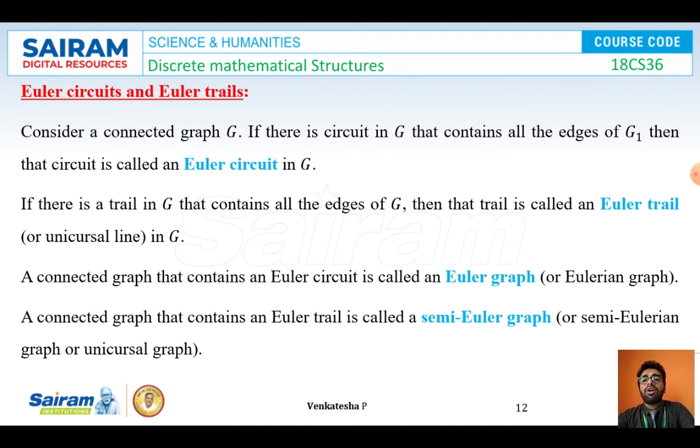So next is Euler circuit and Euler trail. To define this one, I'll be taking a connected graph. The circuit in the connected graph G that contains all the edges of G will be called an Euler circuit in G. If there is a trail in G that contains all the edges of G, then that trail will be called an Euler trail. A connected graph that contains an Euler circuit will be called an Euler graph, and a connected graph that contains an Euler trail will be called a semi-Euler graph.